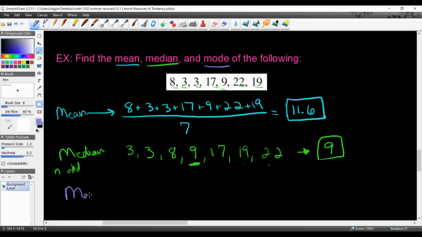So mode is the one that occurs most often. And just by looking at this, I can see that there are 2 3s. Everything else is just one of each. So the mode is just 3.